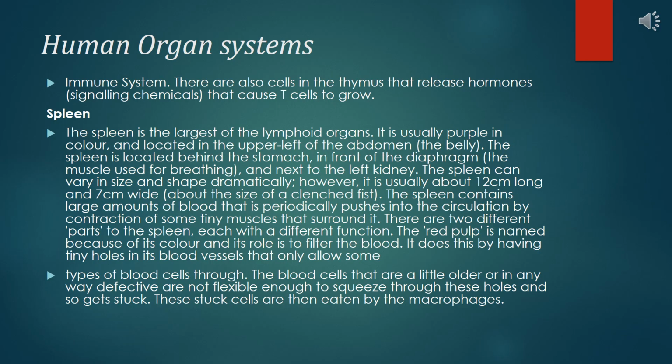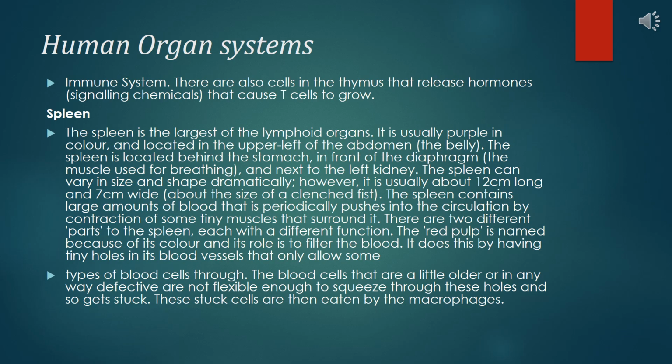Spleen. The spleen is the largest of the lymphoid organs. It is usually purple in color and located in the upper left of the abdomen, the belly. The spleen is located behind the stomach, in front of the diaphragm, the muscle used for breathing, and next to the left kidney. The spleen can vary in size and shape dramatically. However, it is usually about 12 centimeters long and 7 wide, about the size of a clenched fist. The spleen contains large amounts of blood that is periodically pushed into the circulation by contraction of some tiny muscles that surround it. There are two different parts to the spleen, each with a different function.